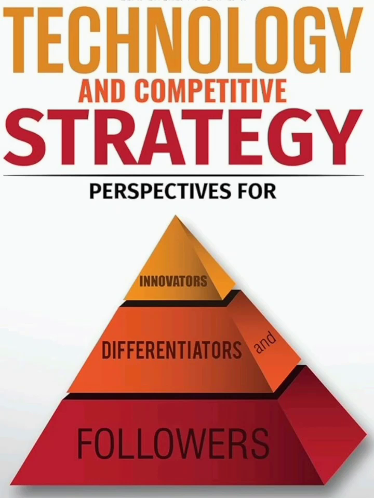The characteristics of technology that can give an organization a competitive advantage include uniqueness, competitive advantage, and sustainability. Uniqueness. The technology must be unique or difficult to imitate. Second, competitive advantage. The technology must give the organization a competitive advantage over its rivals. 3. Sustainability. The competitive advantage must be sustainable over time.